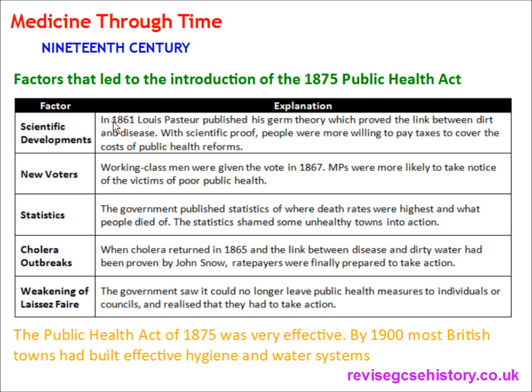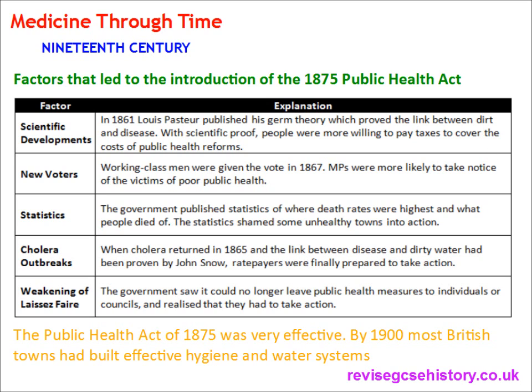Statistics. The government started to publish statistics of where death rates were at the highest and what people died of. The statistics shamed some unhealthy towns into action. Also, cholera outbreaks. This is key. We're going to look more at this in a second. When cholera returned in 1865 and the link between dirty water and disease had finally been proven by John Snow, ratepayers were finally prepared to take action to improve public health. Weakening of laissez-faire attitudes, the government saw it could no longer leave public health measures to individuals or councils and realised that the government had to take action.